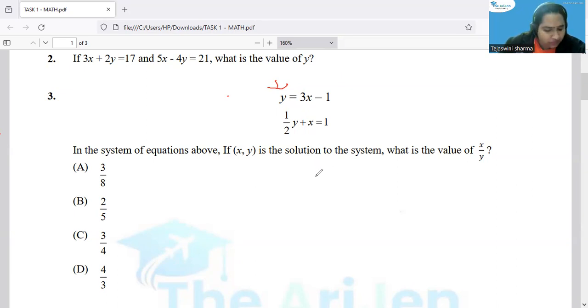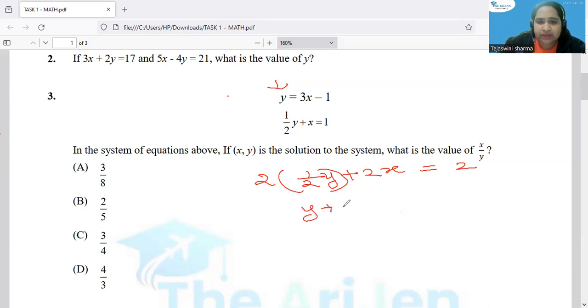The other way around, you can remove the division by 2 by multiplying the whole equation by 2, and then solve it. Both ways you can use to find the value of x by y. For that, first of all, you need to find the values of x and y separately. So I can use technique 2. I am multiplying the whole equation by 2, and it will remain y here, then y plus 2x, and then 2.